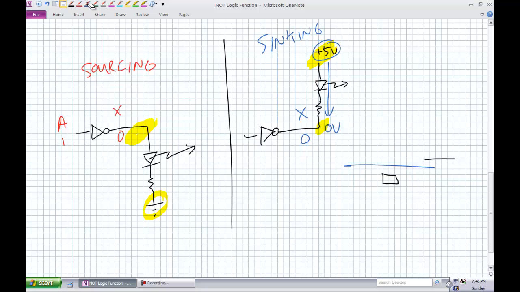Sourcing versus syncing. Expect to be confused about this because you might have an entirely functional logic circuit but be getting totally opposite values. Chances are you've done the logic circuit correctly, you're just incorrectly interpreting sourcing or syncing results.